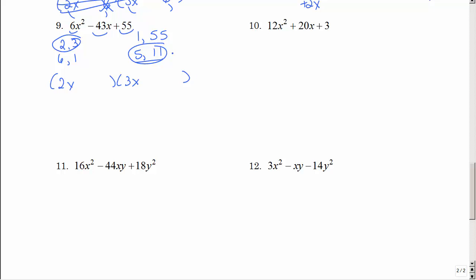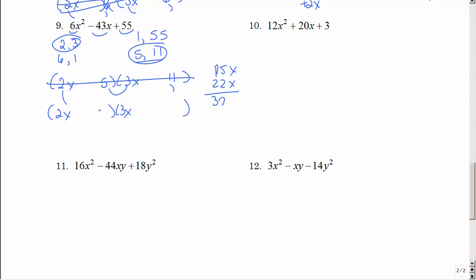Okay, with the 5 and the 11, they can go in either spot. So I just choose. That's 15x, and the outside would be 22x. 15 and 22, that's 37 if I add them. That's not going to be 43. So that didn't work.